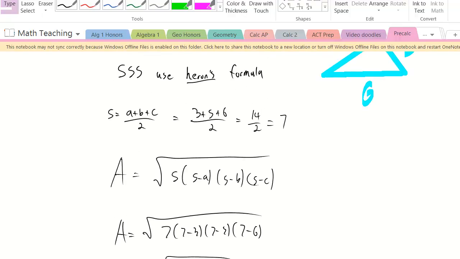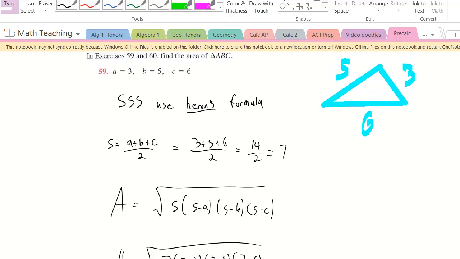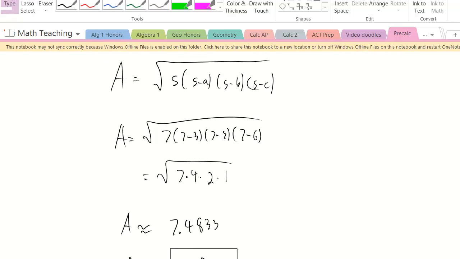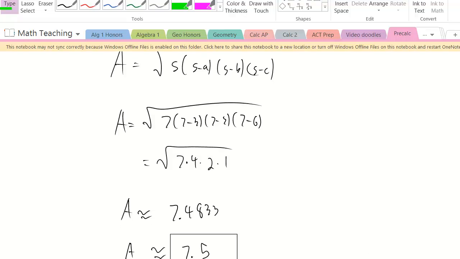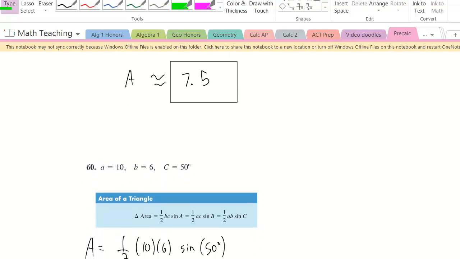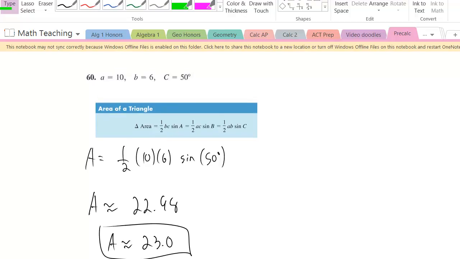If this was centimeters, if it was 3 centimeters, 5 centimeters, 6 centimeters, then this answer would be like 7.5 centimeters squared, something like that. Okay. That's if you have a side case. Well, if we're still not dealing with the right triangle, what if we have this? What if we have a side angle side case?